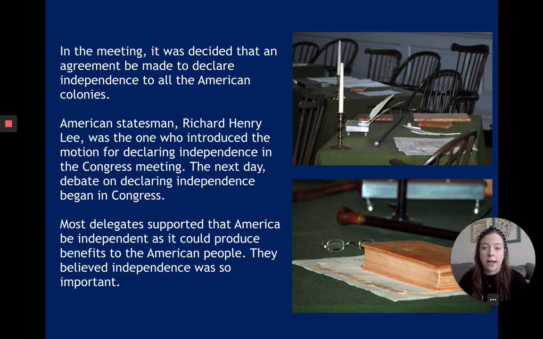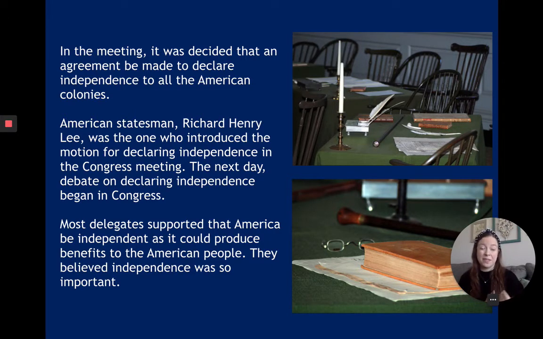American statesman Richard Henry Lee was one who introduced the motion of declaring independence in the Congress meeting. The next day, the debate on declaring independence began in Congress. Now, boys and girls, this is important because some of the colonies definitely wanted to be independent. They're like, we're done with Great Britain, done with King George. We don't want to be part of Great Britain anymore.